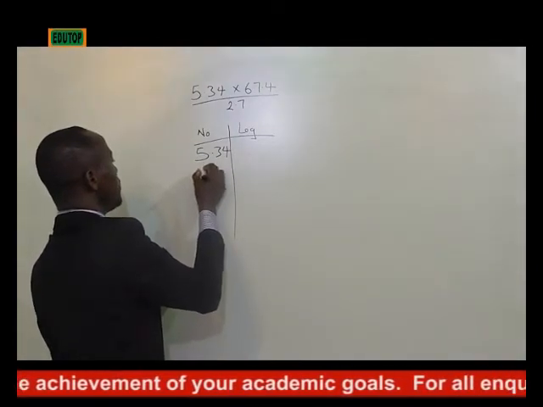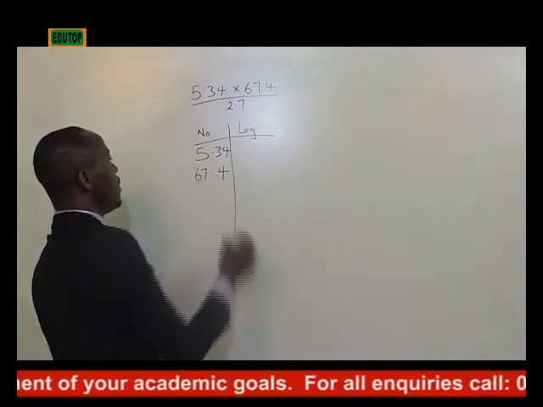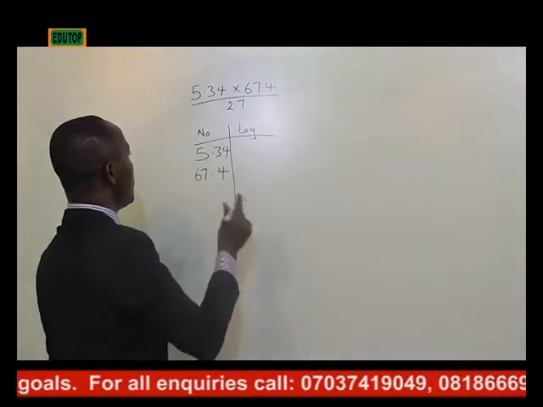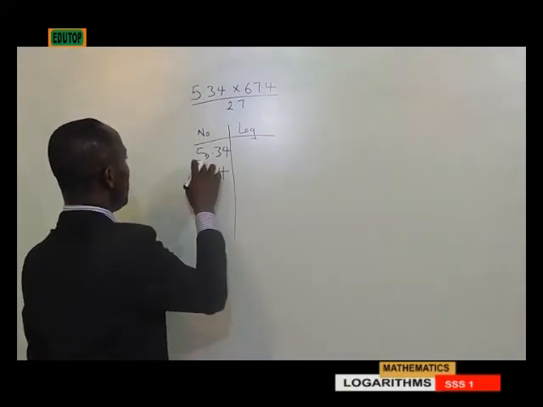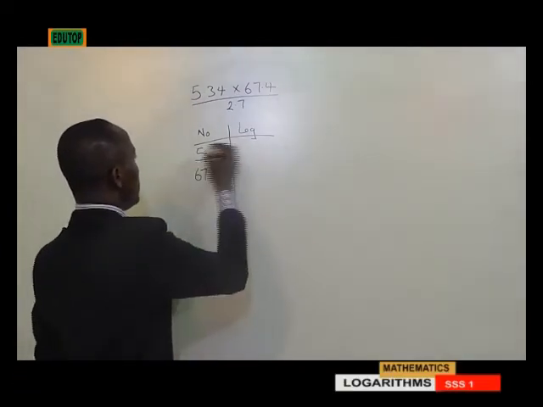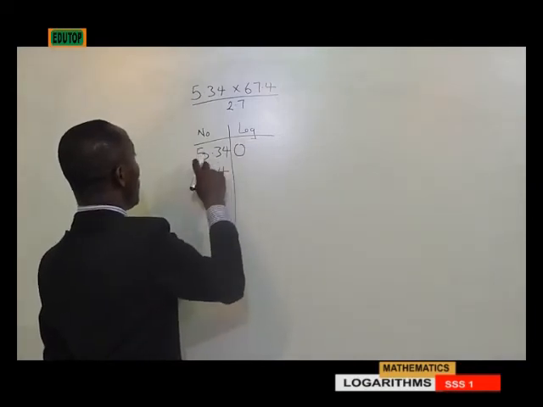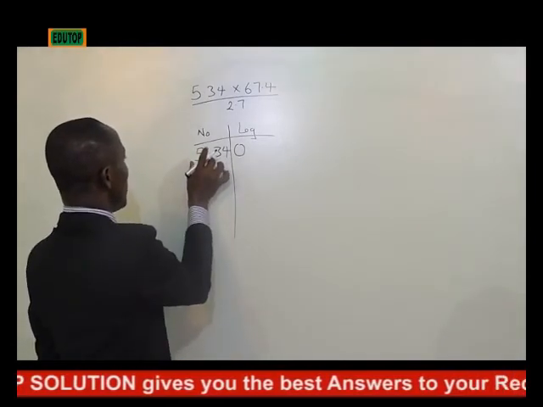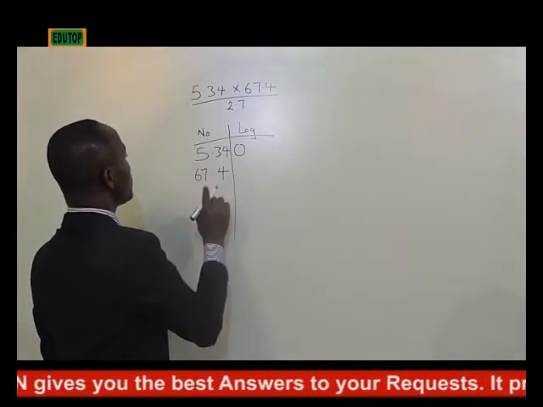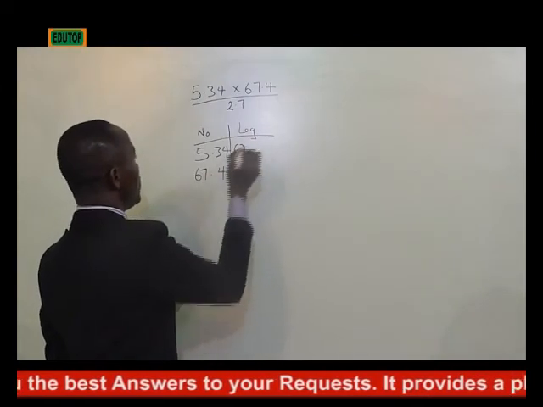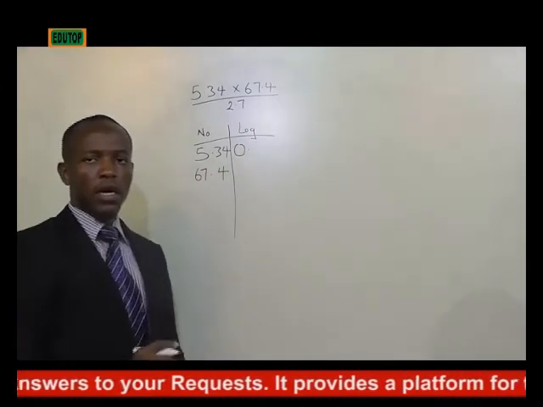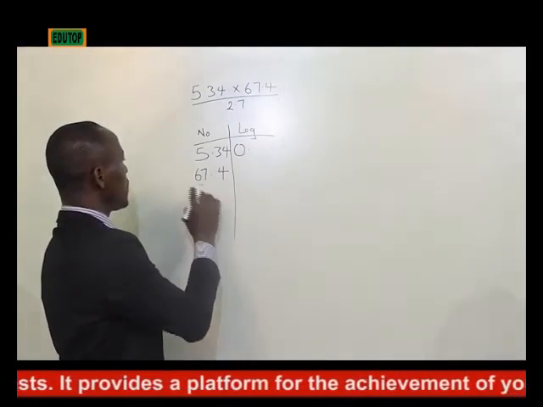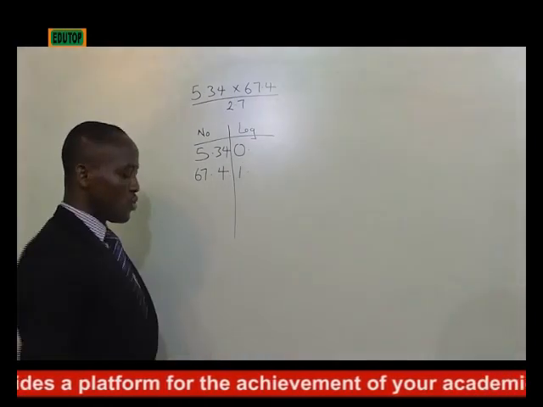Then 67.4. You have to get the integers first. And that's our integer. For us to get the integer, that's the number of digits minus 1. That's 0. This 1, the number of digits before the decimal point. And what we are having here is just 1. And that's 1 minus 1 is 0. Then for 67, that's just 2 digits that we are having. That's 2 minus 1, that's 1. Then we'll now go to our 4-figure table.